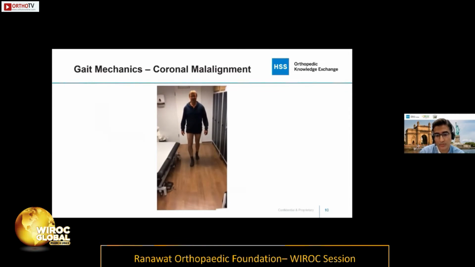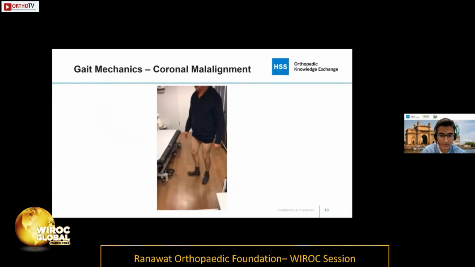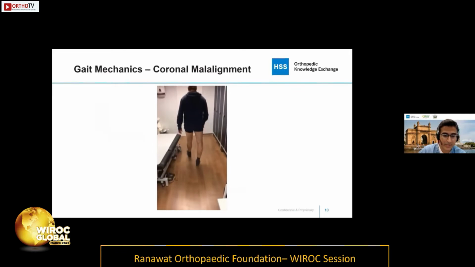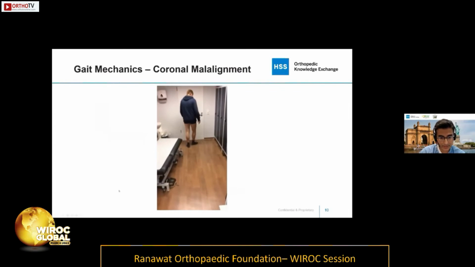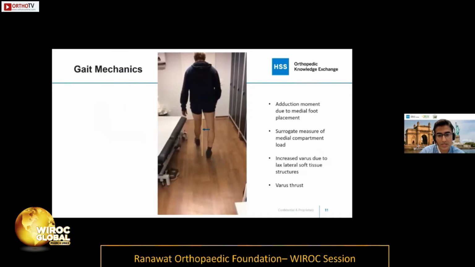So with this talk, I'm going to focus typically on coronal malalignment. And if you look at gait mechanics in this patient who's got a varus deformity on the right side, really to highlight here, what does that do? So this patient has an obvious varus thrust. And if you look at him from behind, there's a joint reaction force going down the middle. And as a result of his varus knee, there's an adduction moment due to the medial foot placement. And that adduction moment is counteracted by an equal moment going out from the lateral soft tissues of the knee.